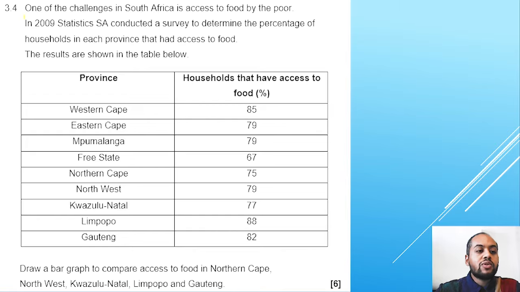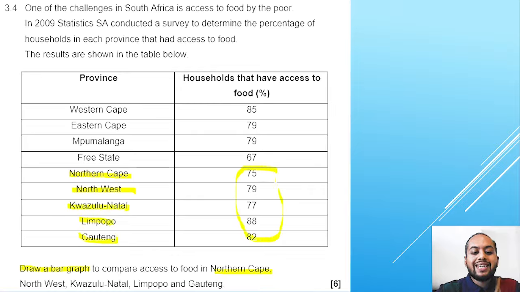The next question, 3.4, states one of the challenges in South Africa is access to food by the poor. In 2009, Statistics SA conducted a survey to determine the percentage of households in each province that had access to food. The results are shown in the table below, so you have the different provinces here, the households that have access to food as a percentage. The question says draw a bar graph to compare access to food in Northern Cape, Northwest, KwaZulu-Natal, Limpopo and Gauteng for 6 marks.